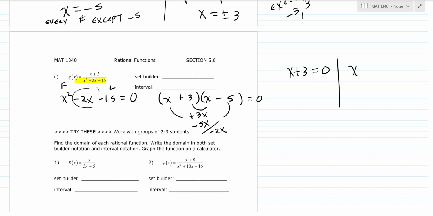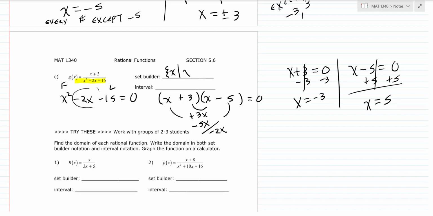Now you can solve these 2 equations in your head. I have no problem with you doing this in your head. That would give x equals -3. This one over here would give x equals 5. So remember, we're looking for the domain as everything except those 2, because those 2 things cause the denominator to be 0. So in set builder notation, you would say set of x. You would say x is not equal to -3.